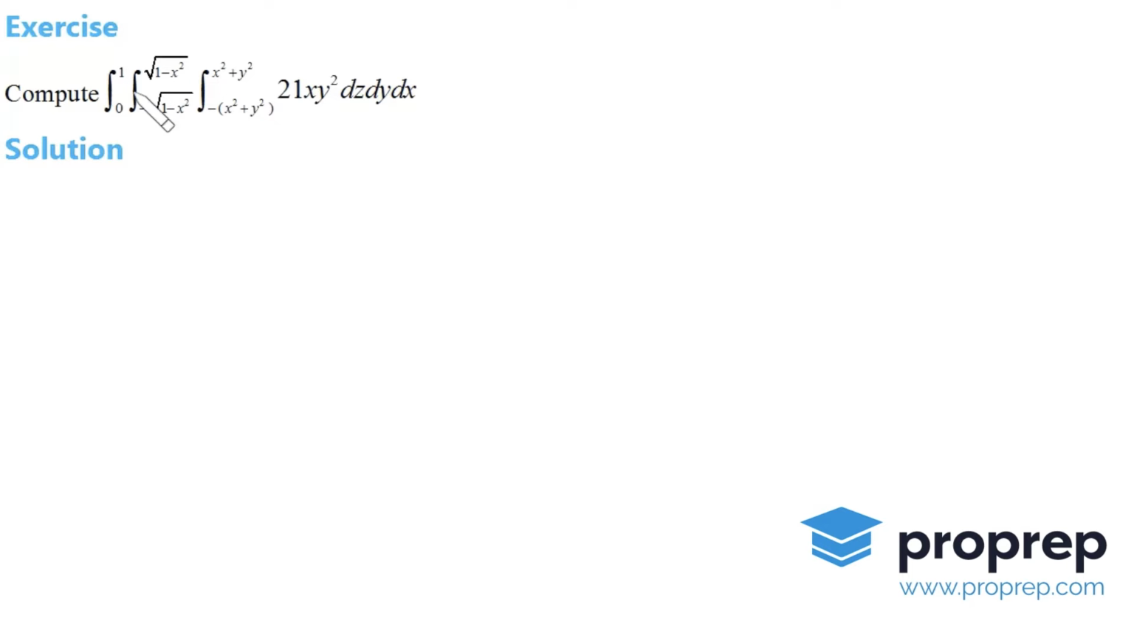In this exercise, we have to compute this triple integral, and let's take a look at the region on which this is defined. The outer loop is x, and x goes from 0 to 1. Inside that, we have y going from minus root of 1 minus x squared to plus square root of 1 minus x squared. And less importantly, z goes from minus x squared plus y squared up to x squared plus y squared.